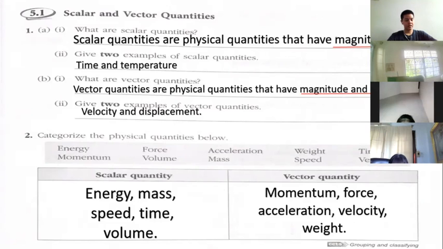Okay, again, scalar quantities, magnitude only. Vector quantities, magnitude and direction. So please remember that.